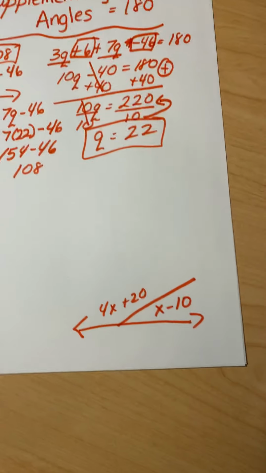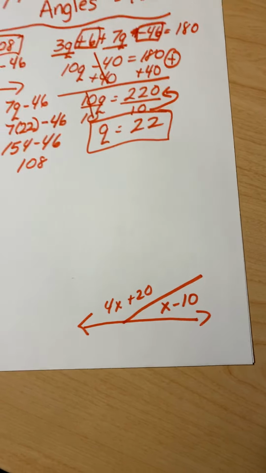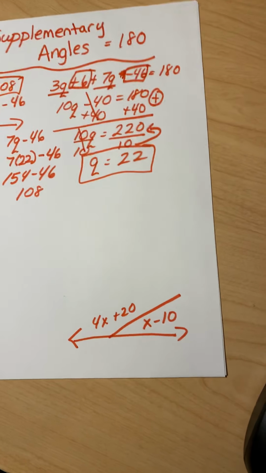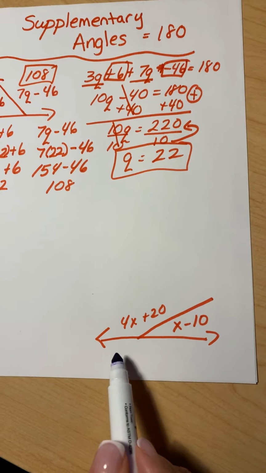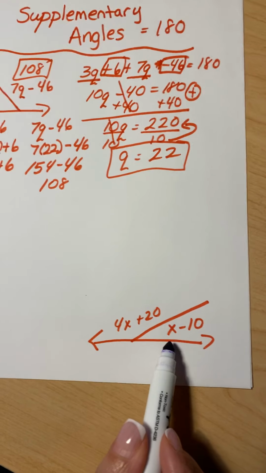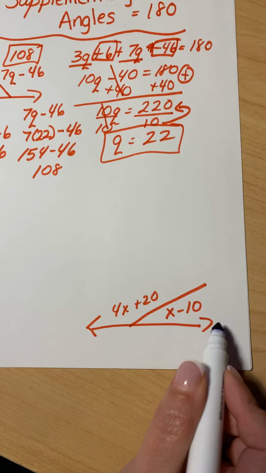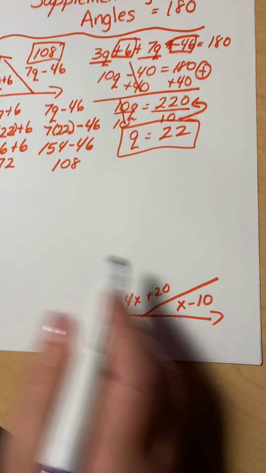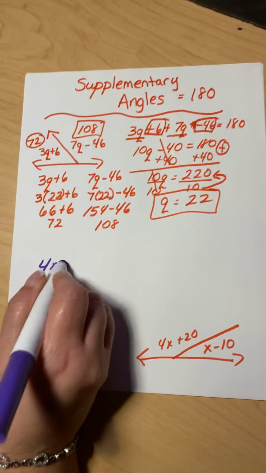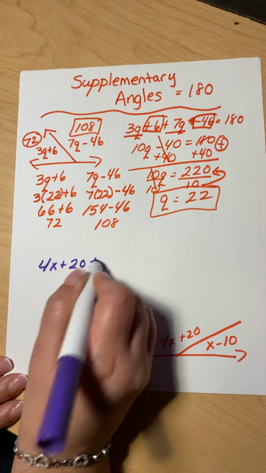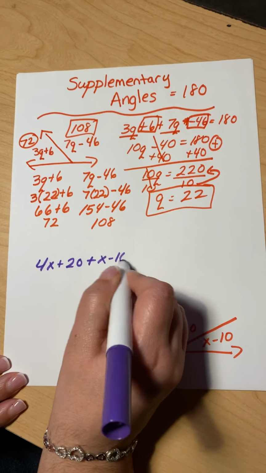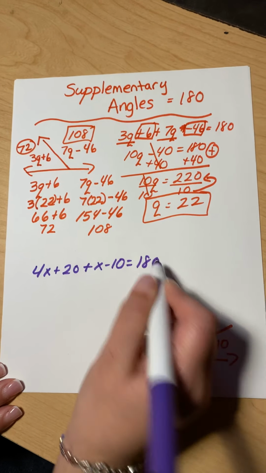Let's look at this other problem now on the bottom of the paper. I'll change markers so you don't get confused. I have 4x plus 20 and x minus 10. Remember, they're housed on a straight line. It equals 180. So 4x plus 20 plus x minus 10 equals 180.